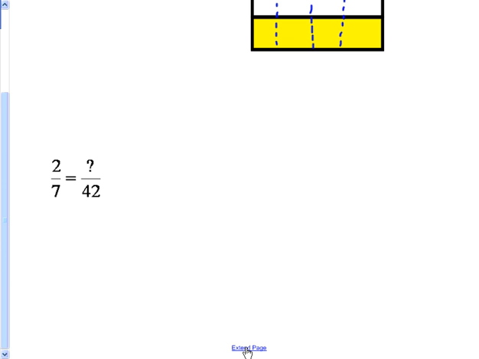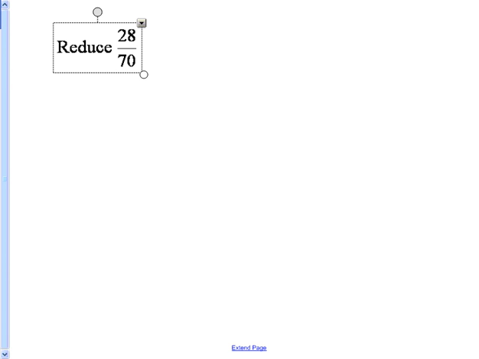Now, if you're not sure, we would use division, but if we remember our times table, 7 times 6 is 42. So 2 times 6 would be 12. So 12 over 42 is equivalent to 2 over 7. Now that's called expanding a fraction.